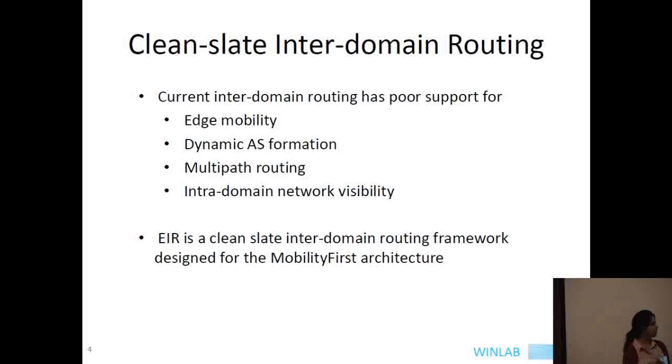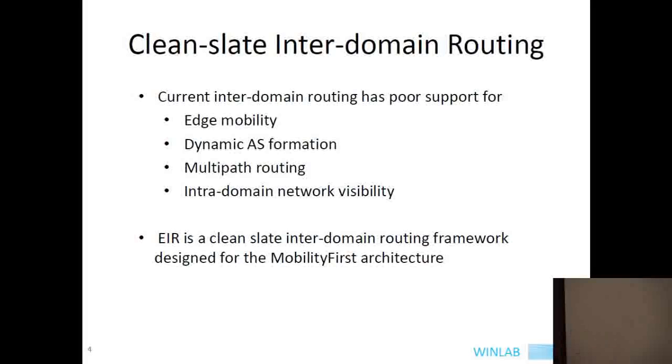Also, it doesn't support multipath. What I mean by that is BGP allows a single path to every IP prefix. So for example, most mobile devices have multiple interfaces available, but BGP doesn't provide the functionality to expose multiple paths at the same time. And of course, it has no visibility of intradomain. Whatever happens within an AS, for example the GSTAR or OSPF style routing that happens internal to the AS, there is no mechanism to expose that to different entities which operate autonomously. These are some of the challenges that we are trying to address with our EIR architecture.